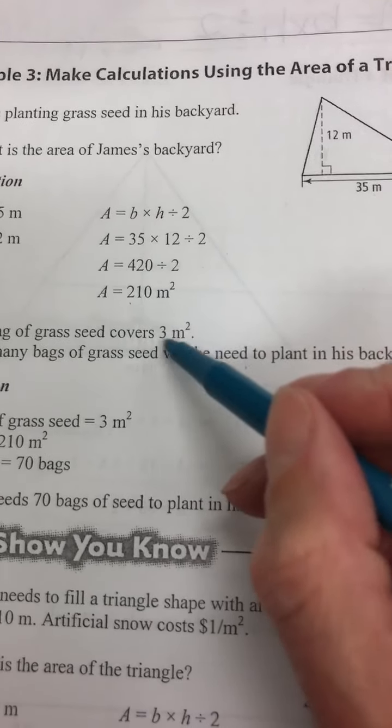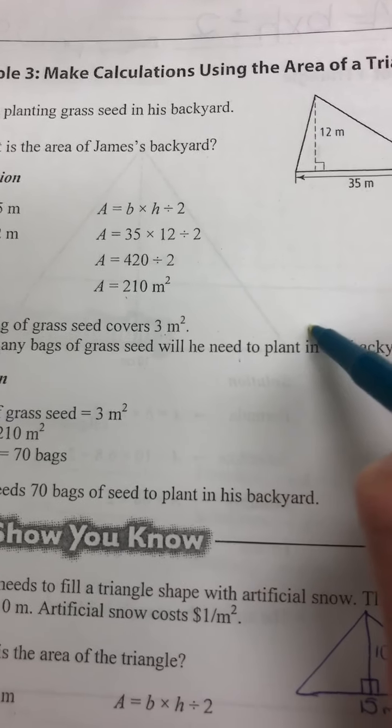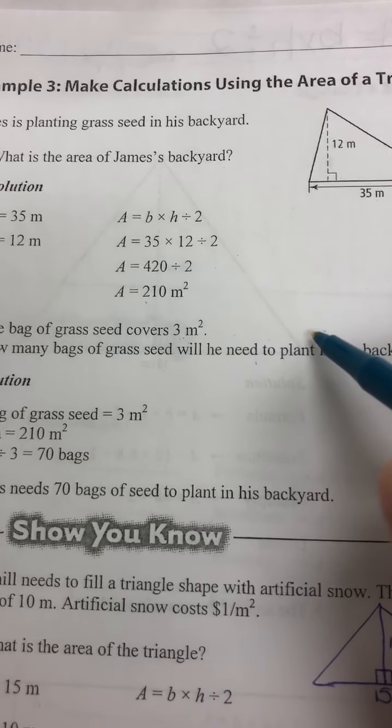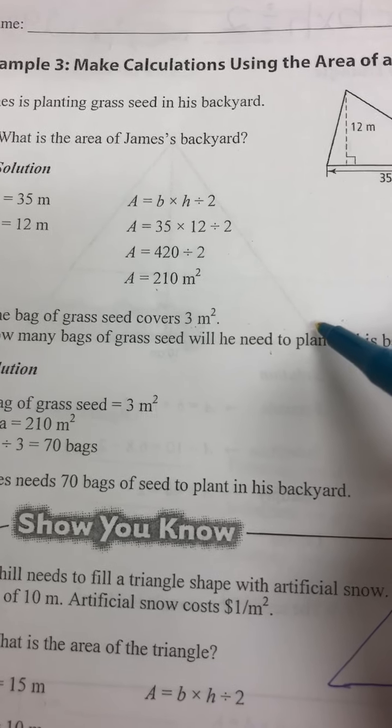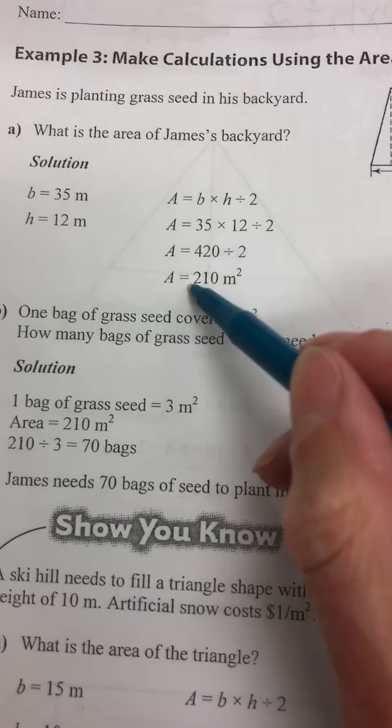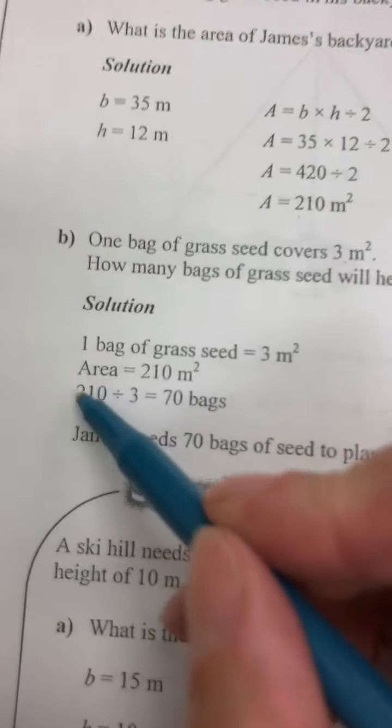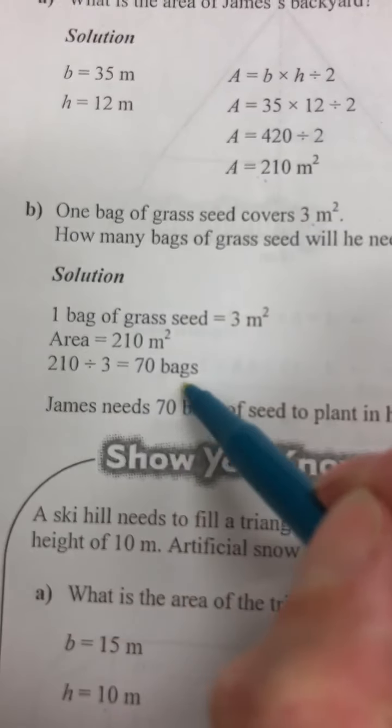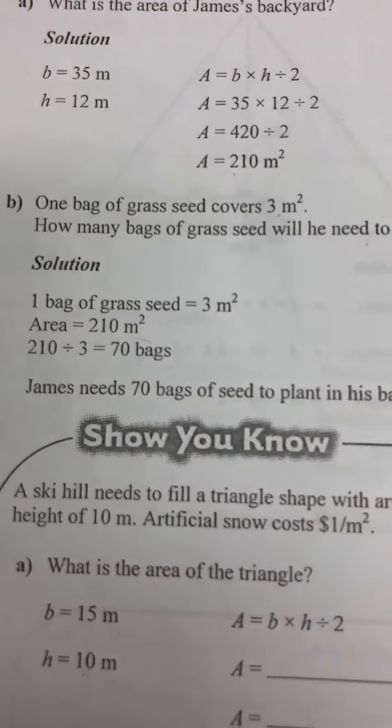Or you can say, well, 3 times what will give me 210. Or we can do the little opposite reversey thing called division. Okay, 210 divided by 3. Oh, that's what they did here. 210 divided by 3 equals 70 bags.